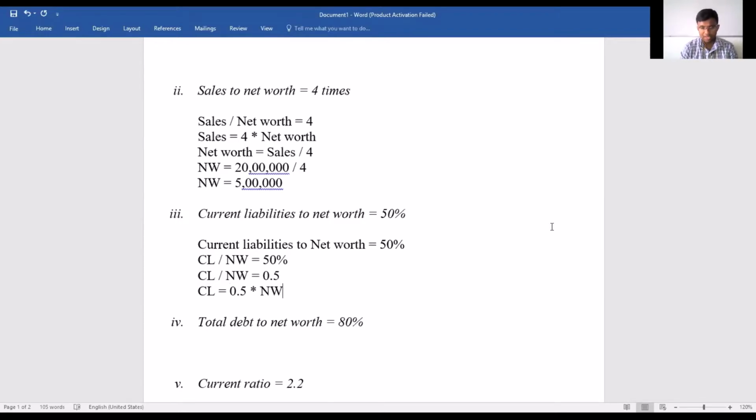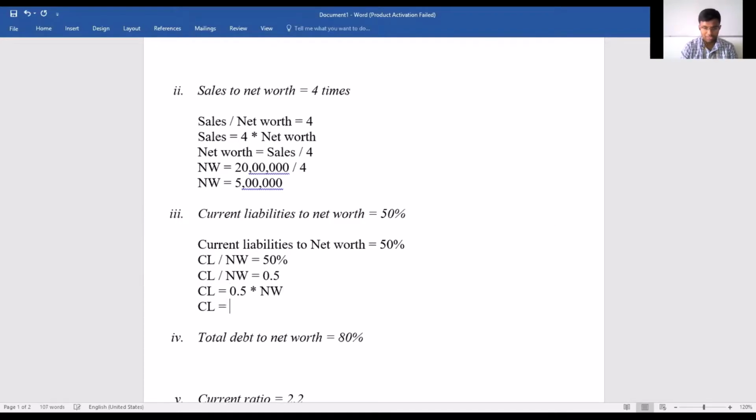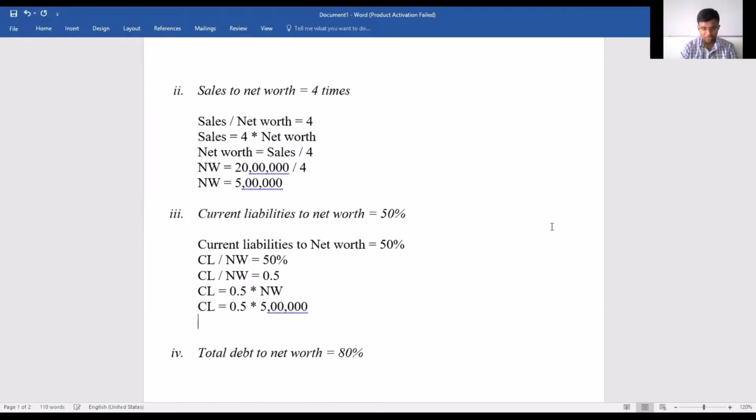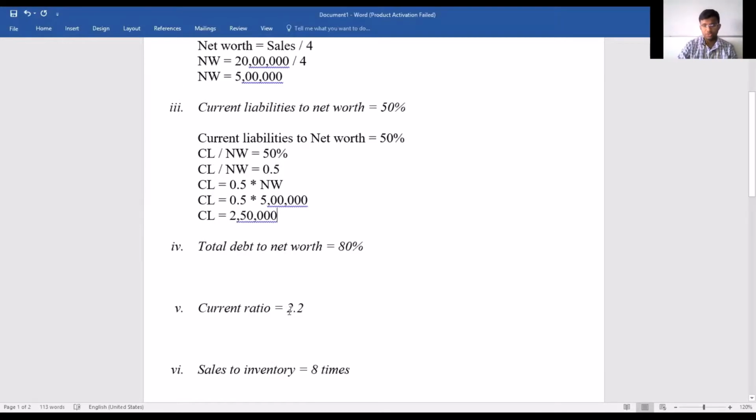Now we already know the value of net worth, so current liability is equal to 0.5 into net worth, which is 5 lakhs. So current liability is equal to 2,50,000. How do we apply current liability? We would be using it as a part of our balance sheet preparation. That's where we will be using this.